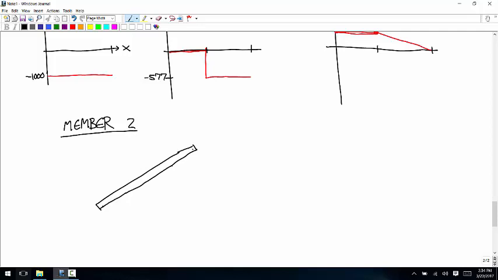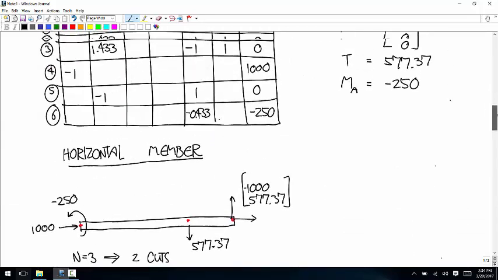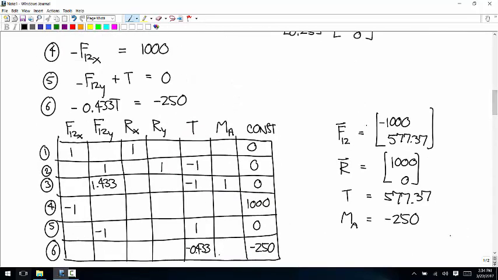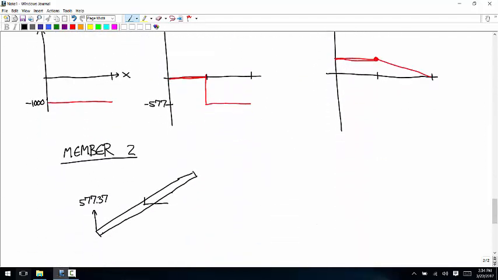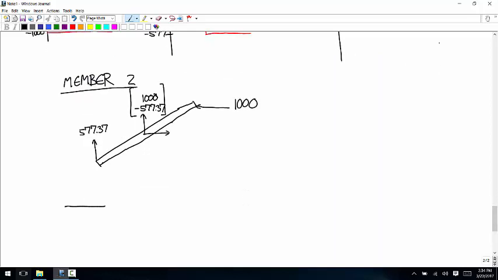Okay, so what does it look like? We have the cable force of 577.37, and then we have F12. So here we have negative F12, which is 1,000 negative 577.37. And then the 1,000 newton force this way. And we want to go from a coordinate system like this to a coordinate system like this.